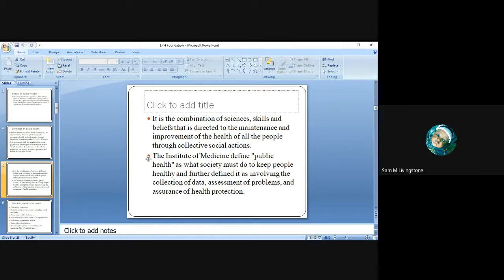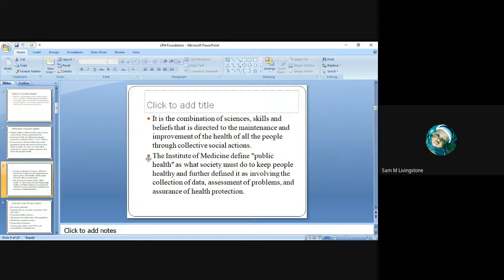Another definition is given by the IOM, the Institute of Medicine, which describes public health as what society must do to keep people healthy, and further defines it as involving the collection of data, the assessment of the problem, and the assuring of health protection for all. It should not be collection of data just for a few groups of people, for the rich, and leaving the less privileged populations to battle the disease condition. Its advice goes to people in the religious sector, people who are non-religious, people who live in certain geographical locations or localities, people who may be affected by diseases that you cannot see.